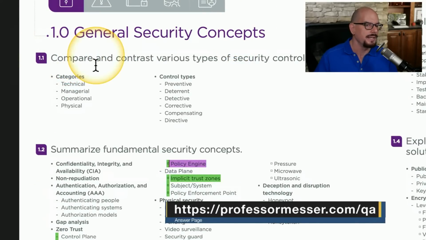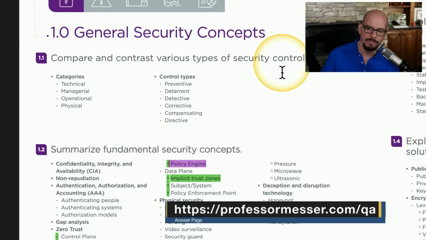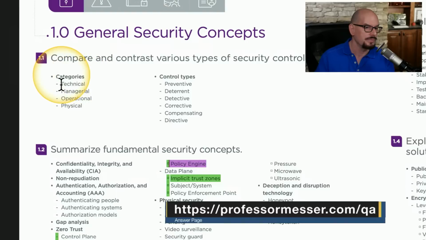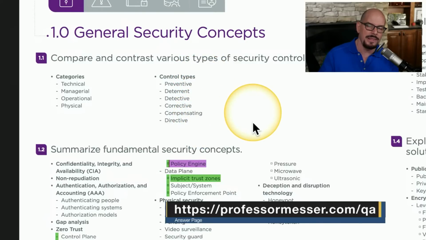Section 1.1 is compare and contrast various types of security controls. And then you have the different categories, for instance, technical, managerial, operational, and physical. And then you have control types: preventative, deterrent, detective, corrective, compensating, and directive. So those you all need to know. Each one of those bullets is a topic you need to know for your exam.